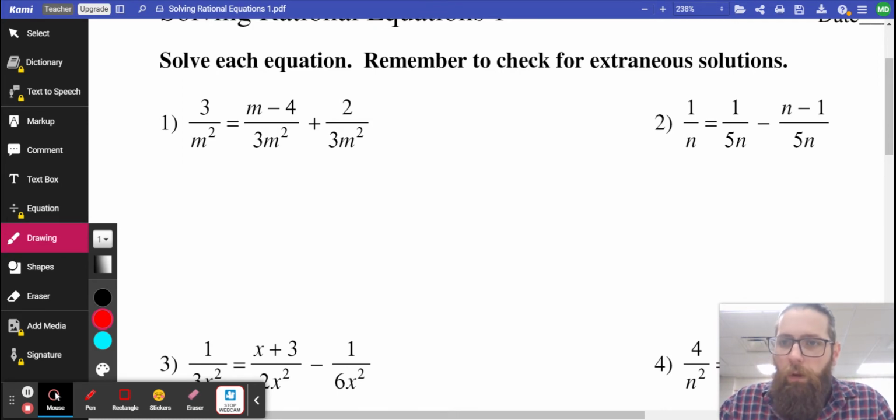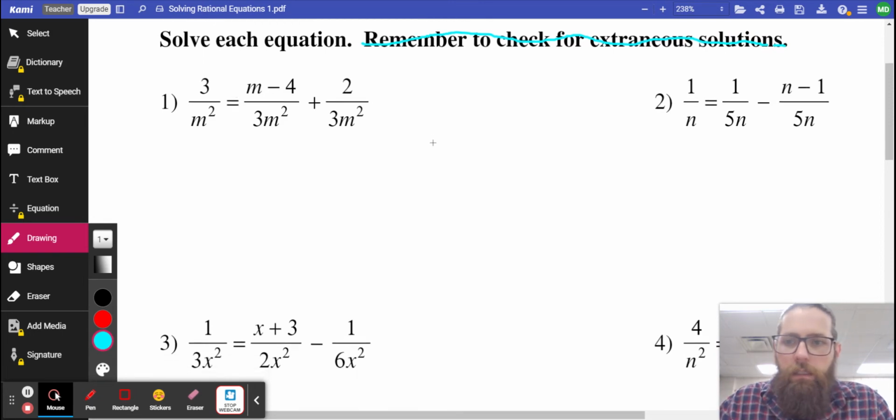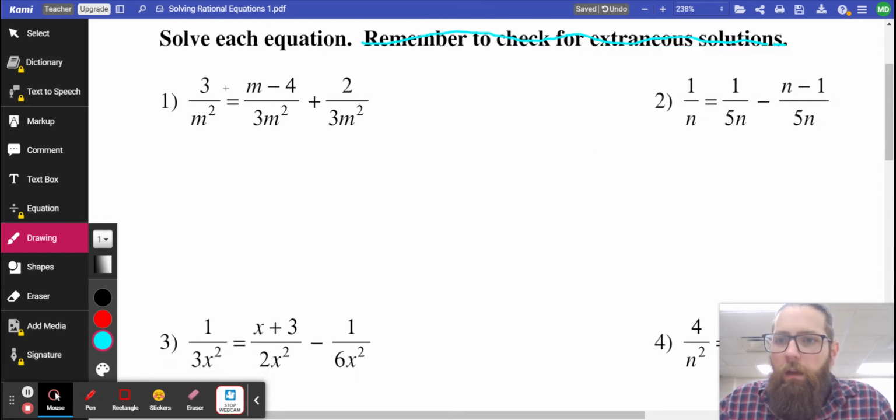So, problem number one. Remember, the goal for each of these is I want to solve these equations. So my final answer should say something like m equals a number. There's this part that says check for extraneous solutions, but that's okay. We don't need to do that part. That's, as the kids say, doing the most. So how do I solve this equation here?